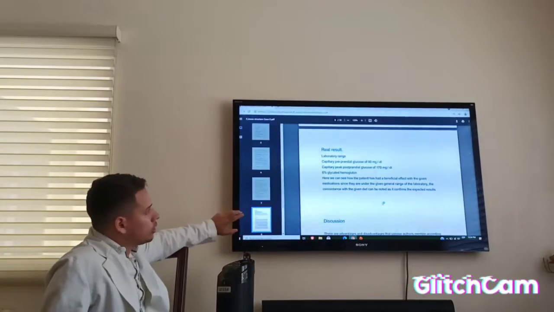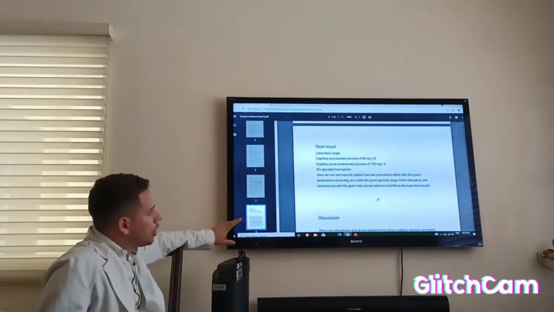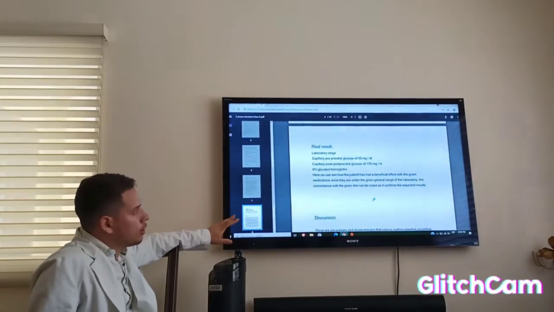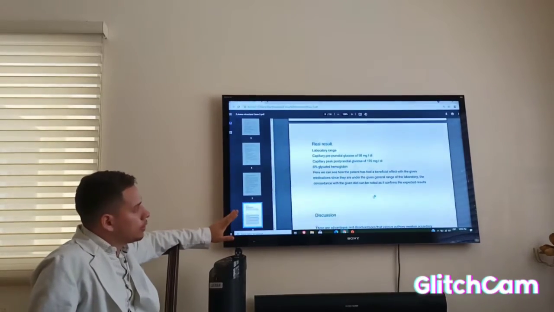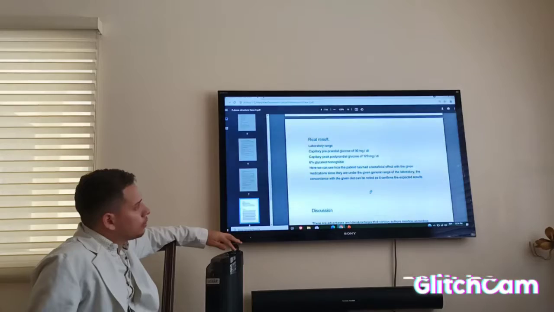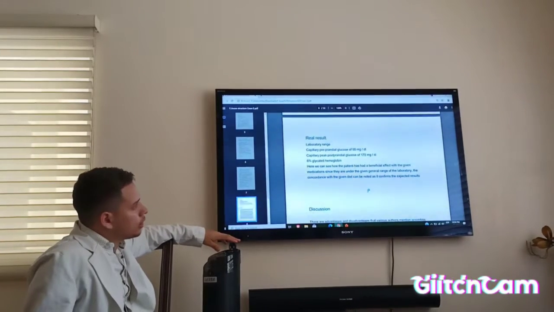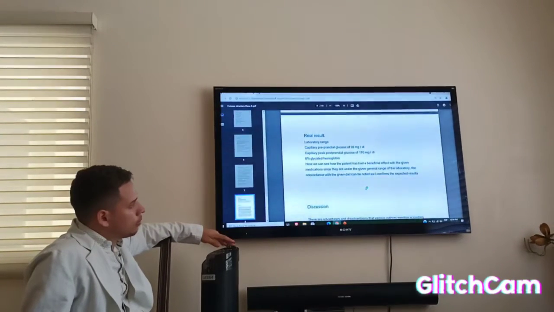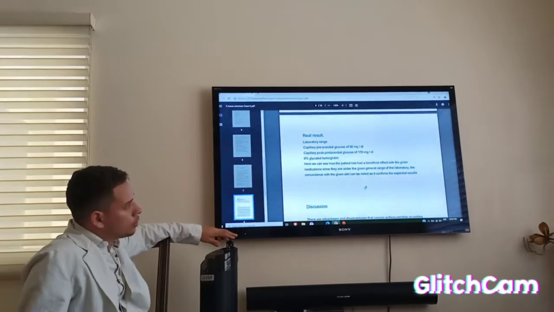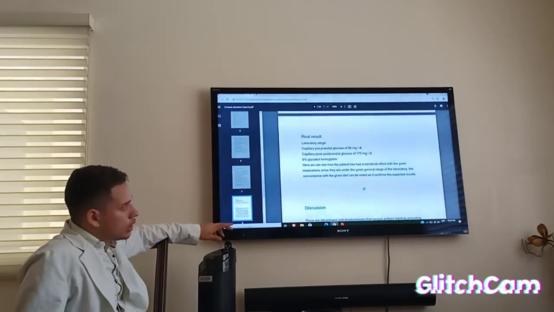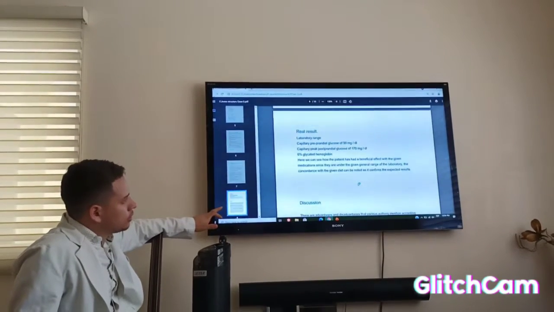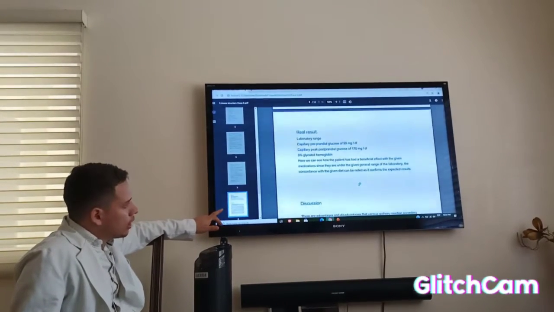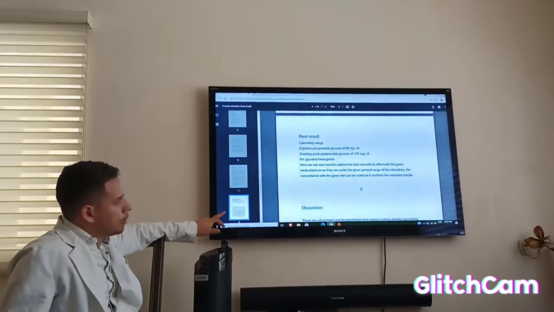Real result: laboratory range. Capillary preprandial glucose of 98 milligrams per deciliter. Capillary peak postprandial glucose of 107 milligrams per deciliter. 6% glycated hemoglobin.